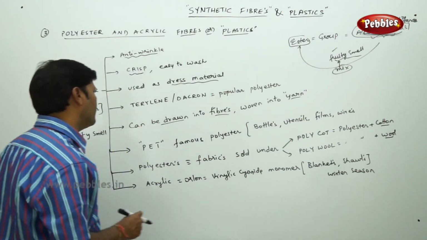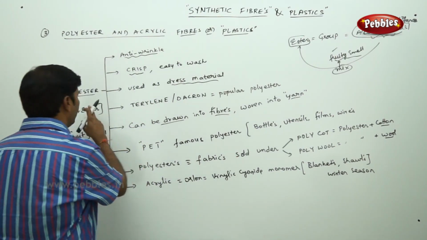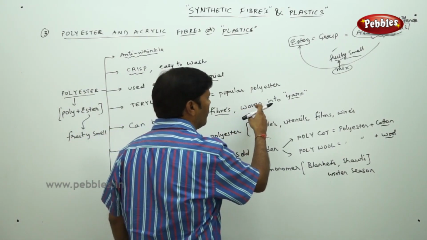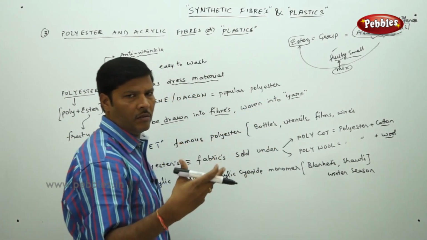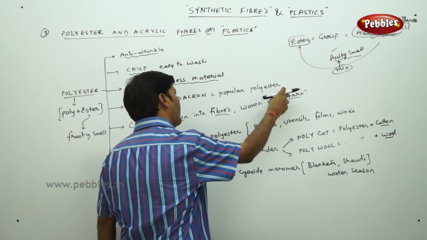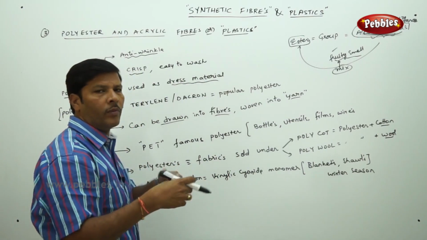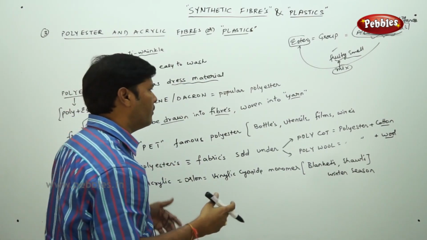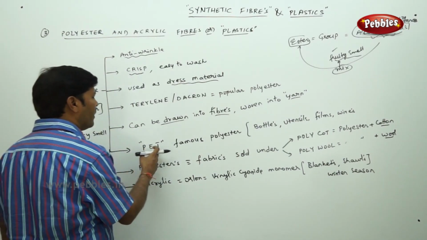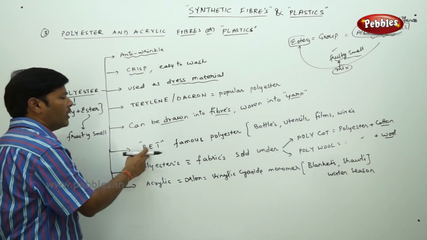These polyesters can be drawn into fibers. Once they are drawn into fibers, they are woven into fine yarn, in the form of fine threads. With that yarn we can prepare any other material in the form of socks or ties or whatever. Then there is a very famous term which we use in the form of polyester.